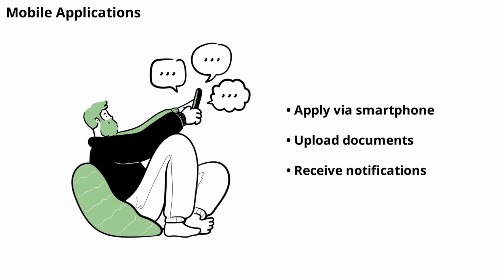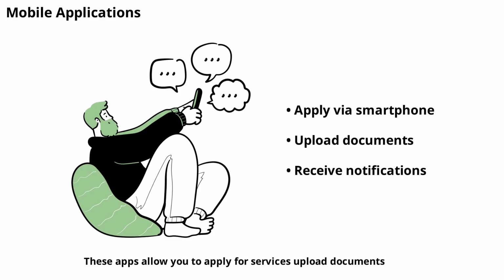In addition to web portals, many government agencies now offer mobile applications. These apps allow you to apply for services, upload documents, and receive notifications directly on your smartphone. Mobile apps are especially helpful for people who may not have regular access to a computer but do have a mobile device. They make government services more accessible and convenient for everyone.